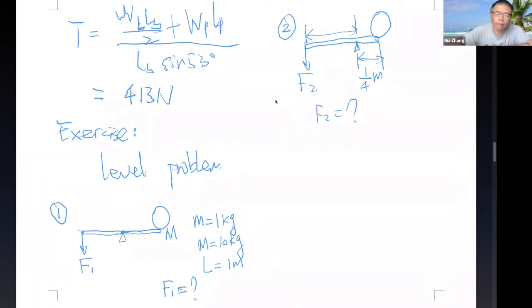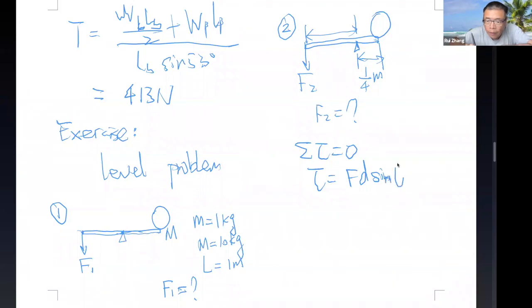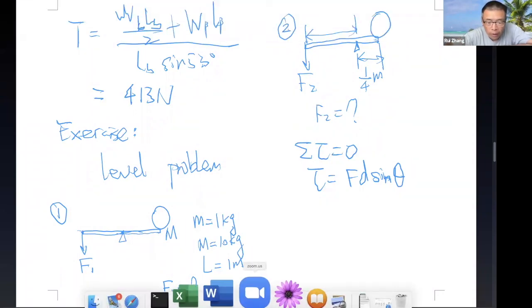Go ahead and do these two problems, okay? The first one should be really simple, and the second one is a little bit complicated. Again, we have two equilibrium conditions, but for this one, let's use this one only. Try to use this equilibrium condition to do this. Remember, tau is defined as F D sine theta. So use this formula for each torque. Do a free body diagram, set up your rotational axis, find out how many torques you have on the lever in this problem and this problem, and then calculate the torque using the formula, and then set the total torque equal to 0, okay?